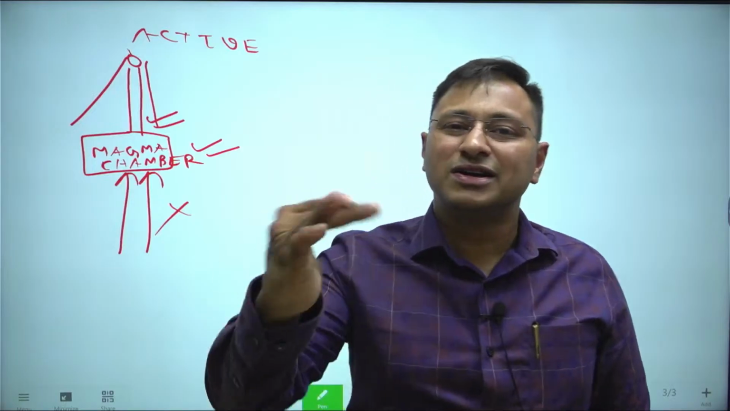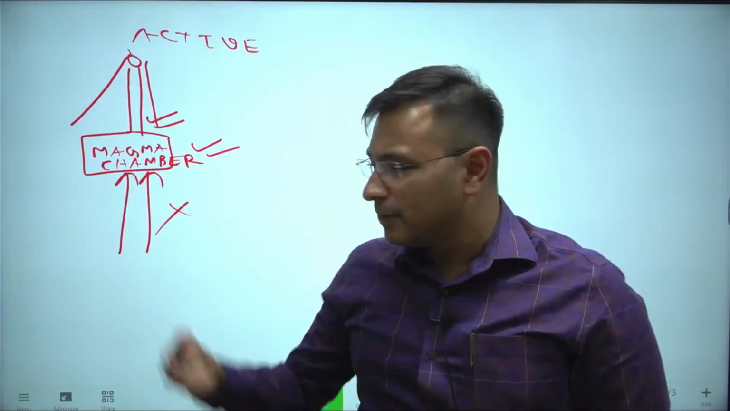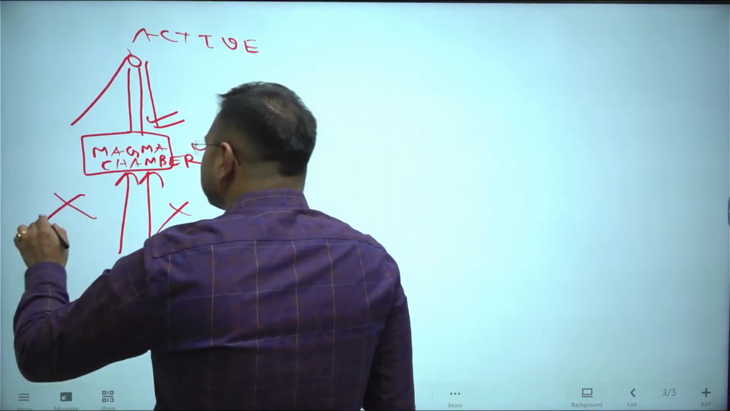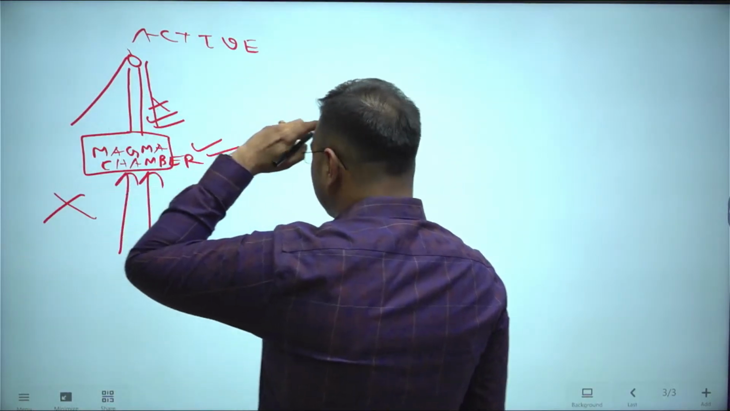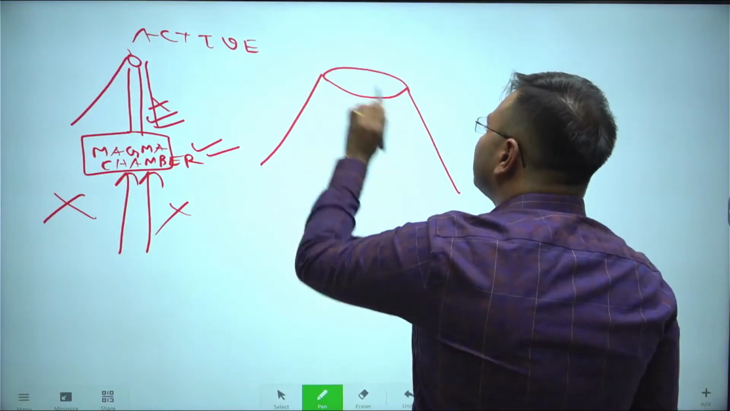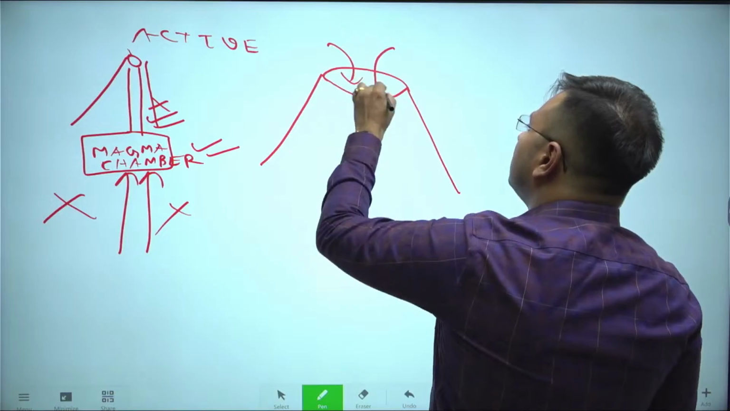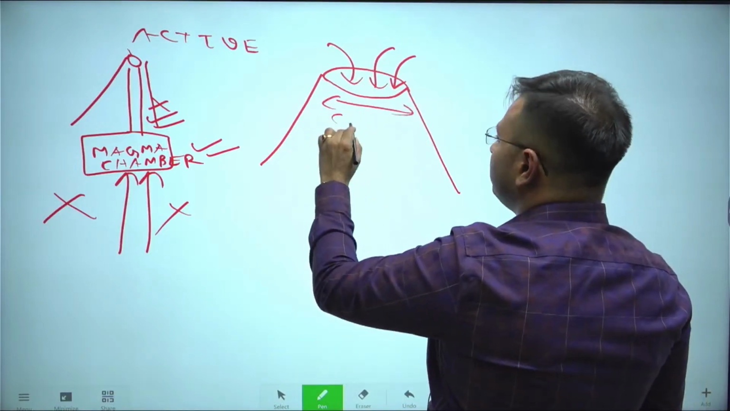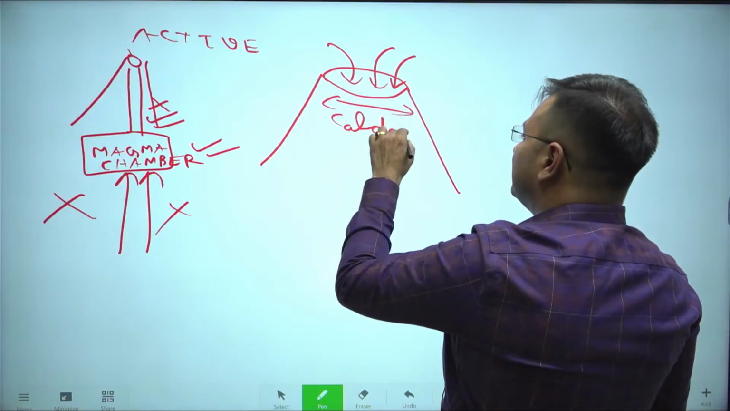So then we call it a dormant or sleeping volcano. And we can have an extinct volcano, where the magma chamber has collapsed, the central vent has also collapsed, and now above you have a big volcanic crater wherein you can have the accumulation of rainwater. And if the crater becomes too big, we call it a caldera.